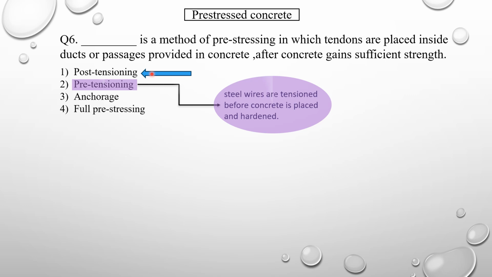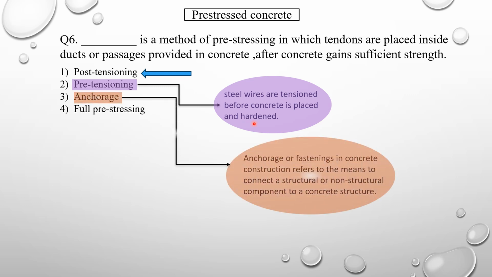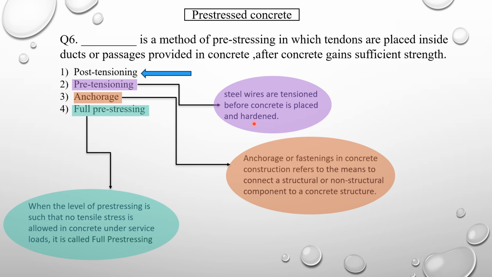Then pre-tensioning means before. Steel wires are tensioned before concrete is placed and hardened. Then anchorage is also called fastening, and these fastenings or anchorages are used to connect structural and non-structural components to a concrete structure. Then full pre-stressing is the level of pre-stressing in which no tensile stress is allowed in the concrete under service load.